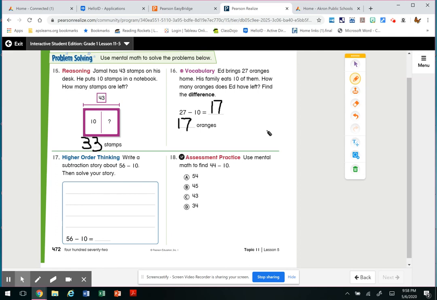When you're all done with the problems on the screen before this, go ahead and log into Pearson Math and do your practice buddy 11-5.